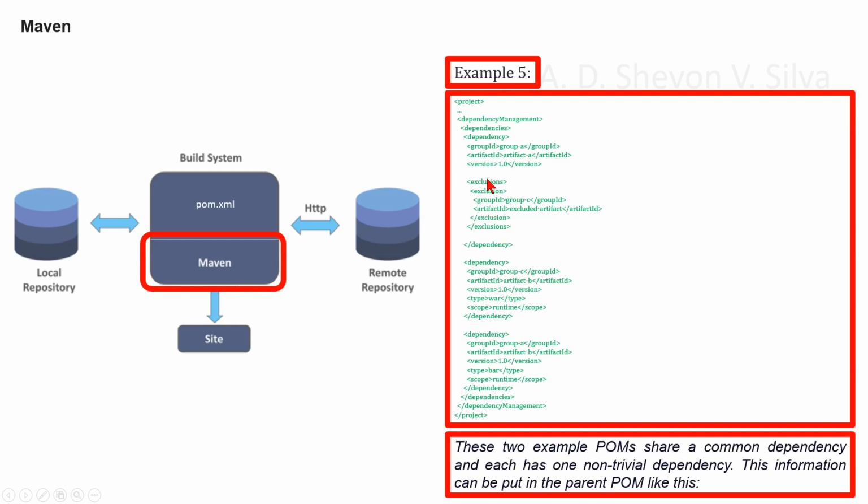Here there are two examples of POMs that share a common dependency and each has non-trivial dependencies. This information can be put in a parent POM like this. This is the parent POM. The dependencyManagement section is a mechanism for centralizing dependency information. When you have a set of projects that inherit from a common parent, it is possible to put all information about the dependency in a common POM and have simpler references to the artifacts in the child POMs.